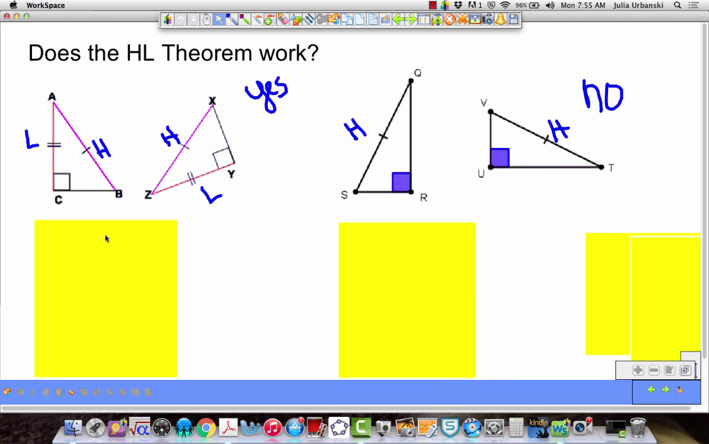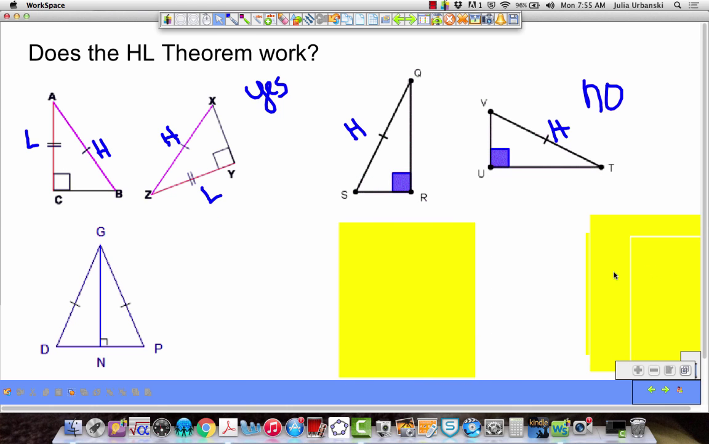Alright, this one, yes or no? Yes. Because the hypotenuse has a mark here, and if this is a right angle, then it's a linear pair here. But where's the leg that we can actually mark now? The reflexive one. Reflexive is always there. It creates a side, but only if they're actually touching. So hypotenuse leg would work. You can't just make it up here. You can't just put a mark. But if it's reflexive, you can.